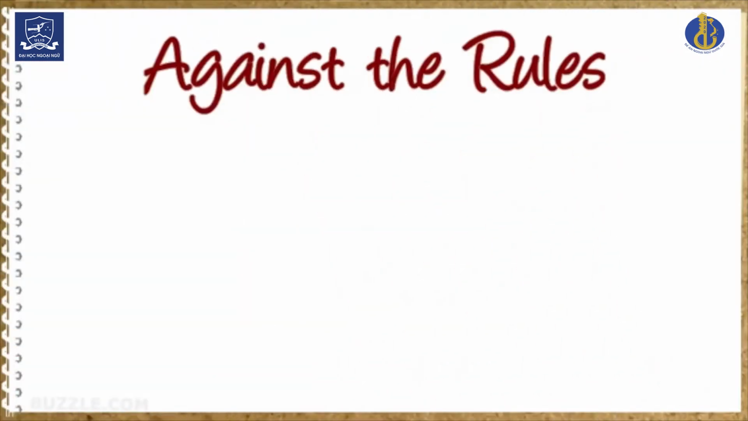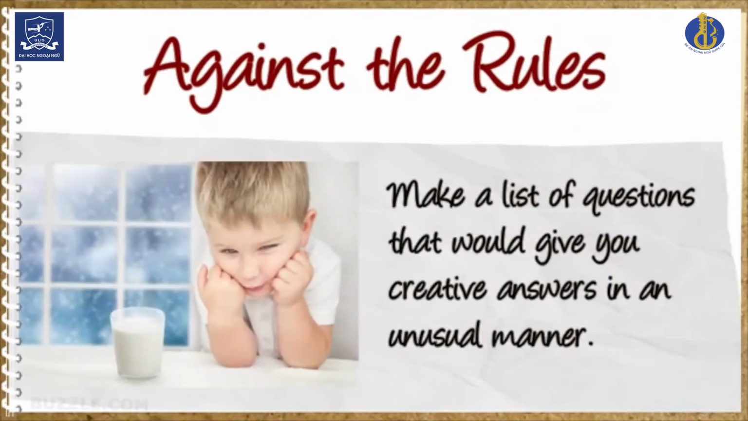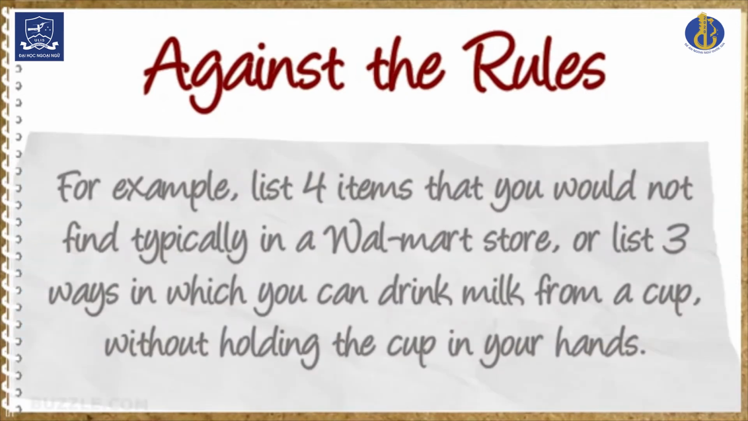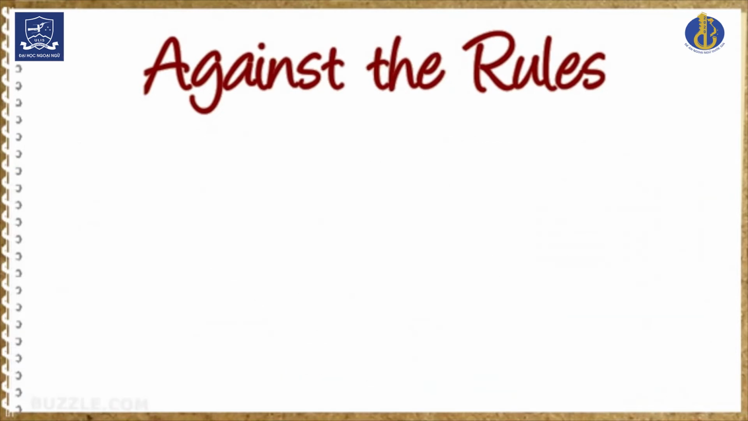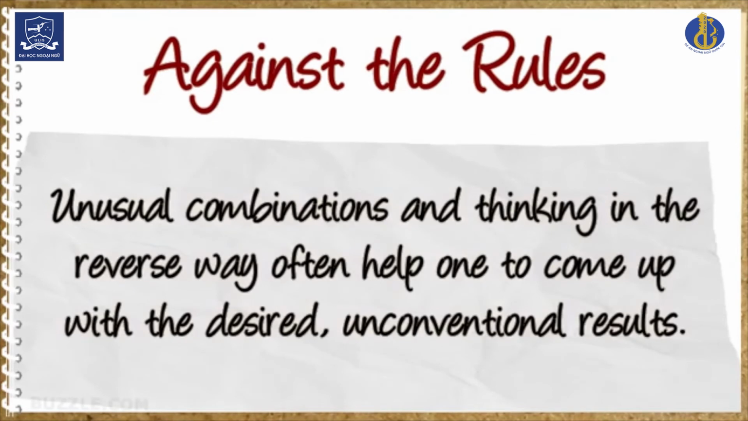Against the rules. Make a list of questions that would give you creative answers in an unusual manner. For example, list 4 items that you would not find typically in a Walmart store, or list 3 ways in which you can drink milk from the cup, without holding the cup in your hands. Unusual combinations and thinking in the reverse way often help one to come up with the desired, unconventional results.